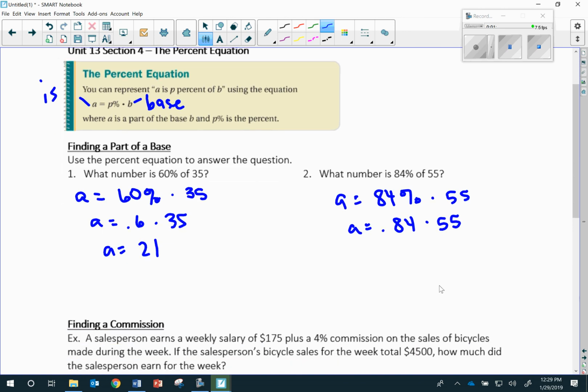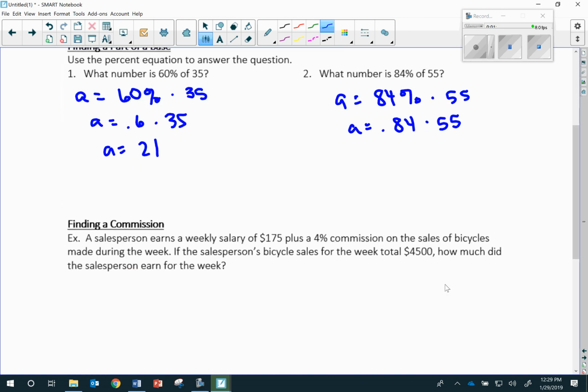All right, this next one is finding commission. The word problem reads, a salesperson earns a weekly salary of $175 plus a 4% commission on the sales of the bicycles made during the week. If the salesperson's bicycle sales for the week total $4,500, how much did the salesperson earn for the week? So you want to be careful here that they're not earning all of the bicycle sales. So they're not earning $4,500, they're earning 4% of the $4,500.